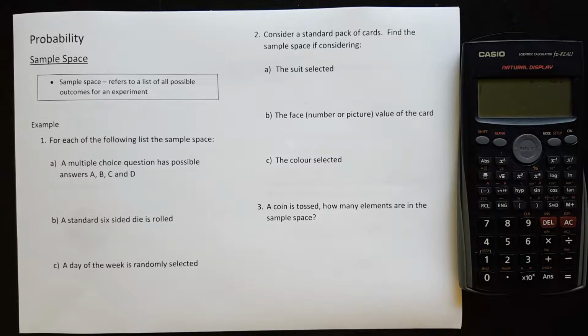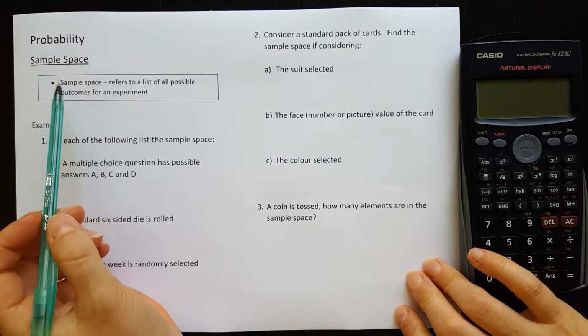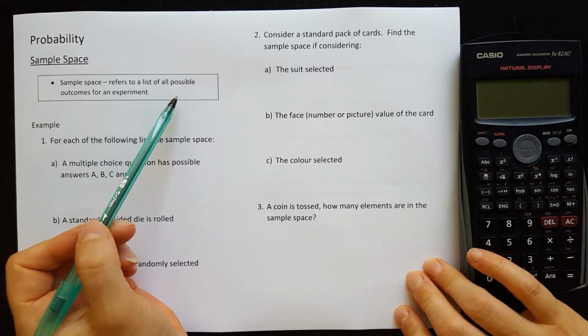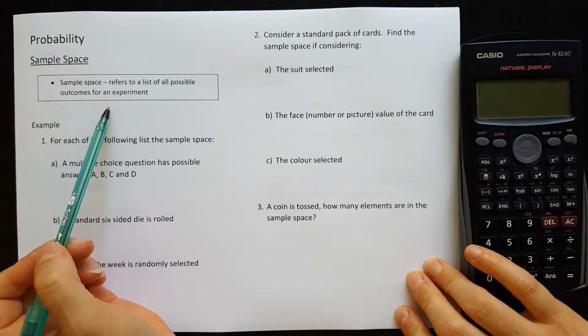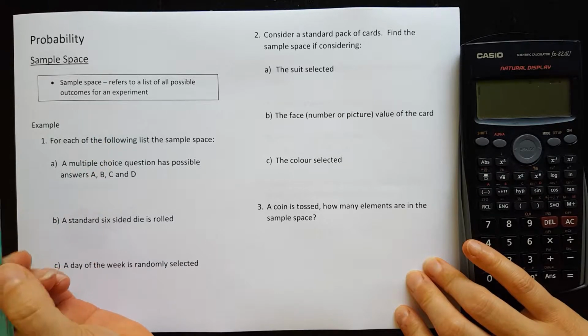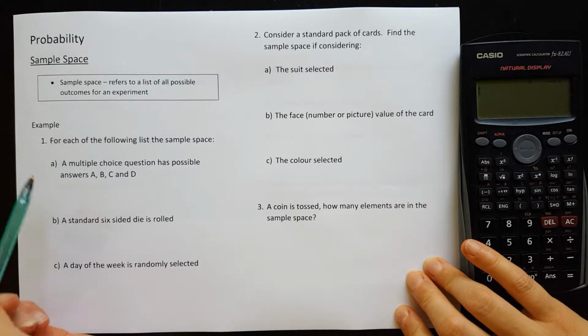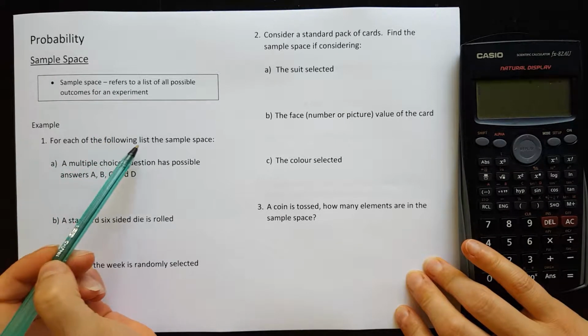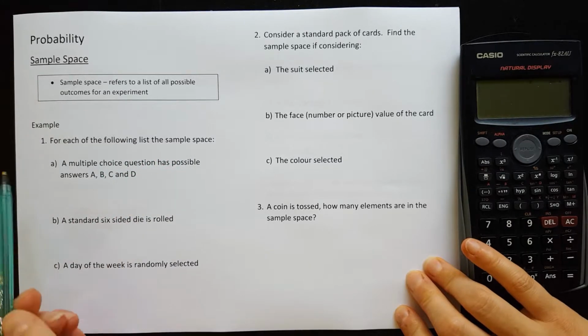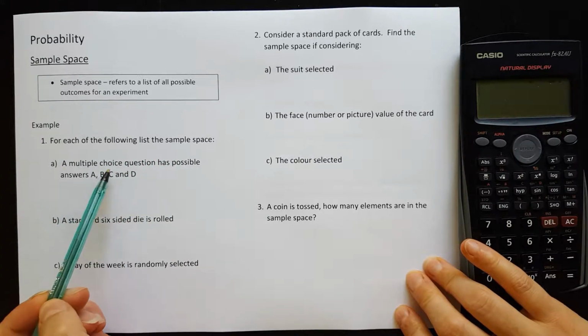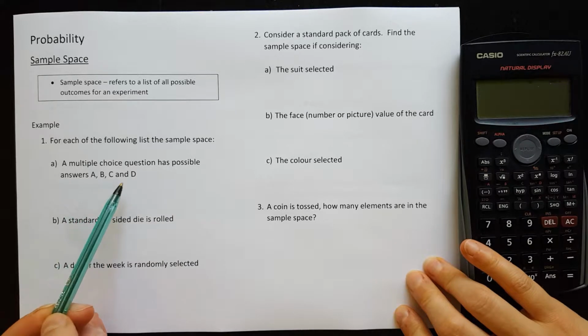Today we're doing probability and we're doing sample space. Sample space is a term that refers to a list of all the possible outcomes for an experiment. So we're going to practice doing that with these questions here. For each of the following, list the sample space. A multiple choice question has the possible answers A, B, C, and D.